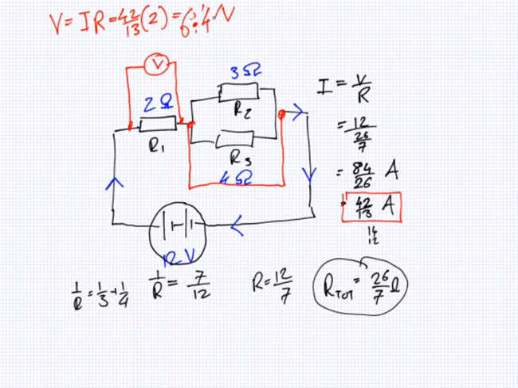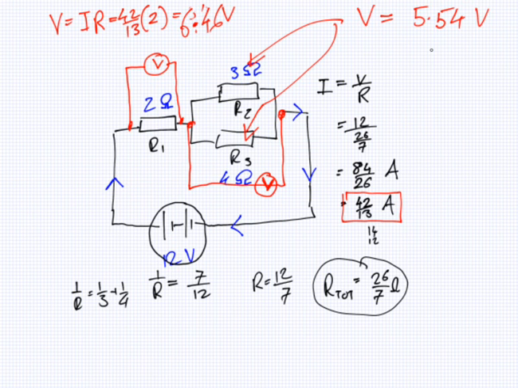Okay. So now let's get the voltage here. You can use the V equals I R formula. What's the I? 42 over 13. And what's the R? 2. So the answer for the first one will be 84 over 13 volts.